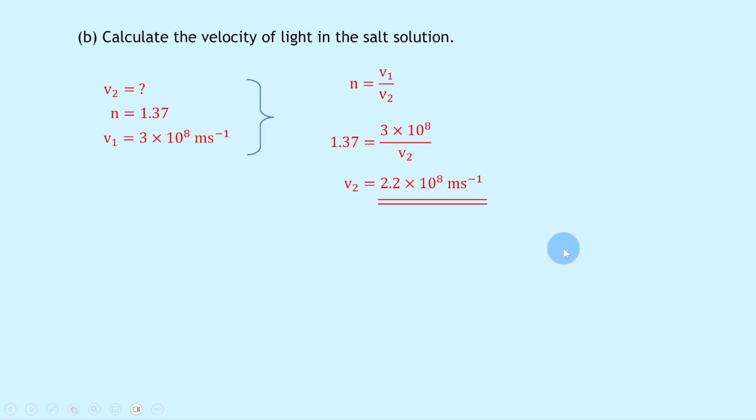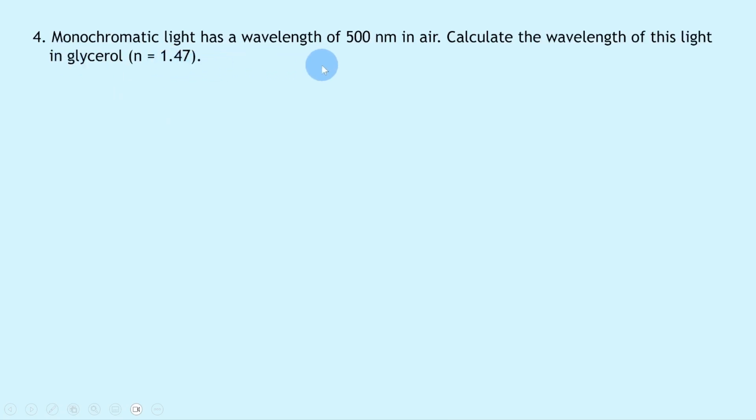Question 4 says monochromatic light has a wavelength of 500 nanometers in air. Calculate the wavelength of this light in glycerol, which has a refractive index N of 1.47. Well, we want to find the wavelength of the light in the denser medium, which is going to be lambda 2. So we're trying to find lambda 2 here. We know that N is 1.47 and lambda 1 is the wavelength of light in air, remember, which is this value here. So we've got 500 nanometers, which we can rewrite as 500 times 10 to the minus 9 meters.